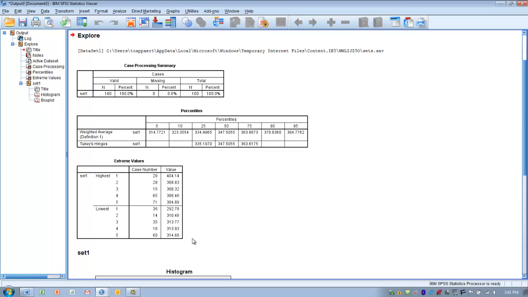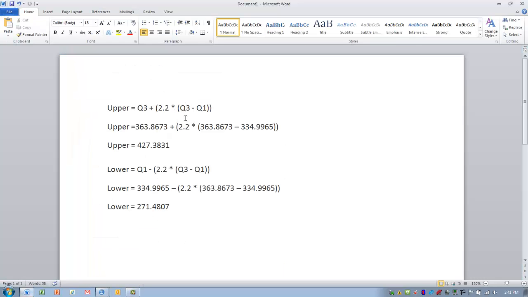So to summarize, in order to identify outliers, we can use the outlier labeling rule, in which we have a formula that utilizes the third and first quartile raw scores, and then a multiplier of 2.2 in order to determine our upper and lower boundaries for potential outliers. We then compare the actual scores to determine if any of these scores either exceed the upper boundary or are below the lower boundary.